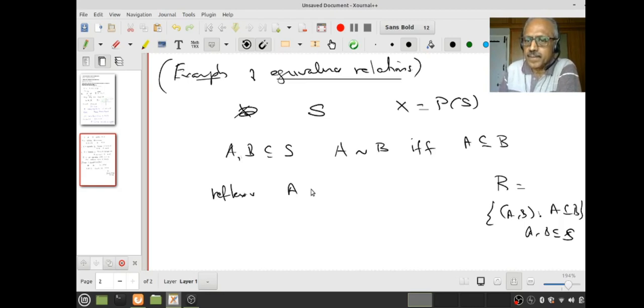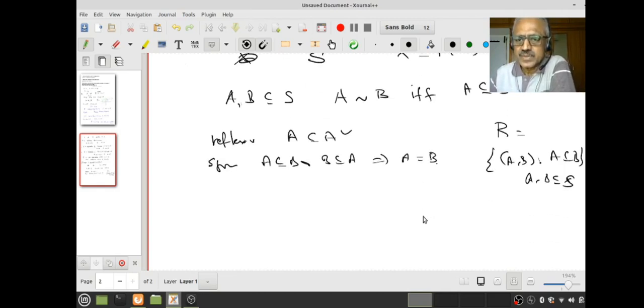Yeah, if A is a subset of B, is it symmetric? If A is a subset of B and B is a subset of A, what does it mean? A equals B. So in general, it's not true, right? If A is a proper subset of B, then B cannot be a subset of A. Yeah? So it's not symmetric.